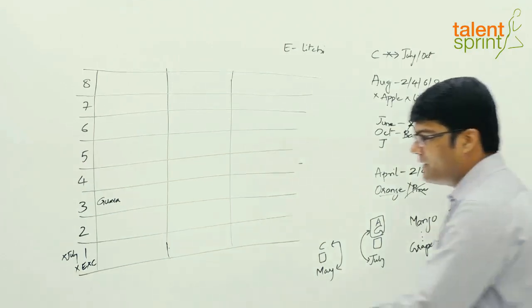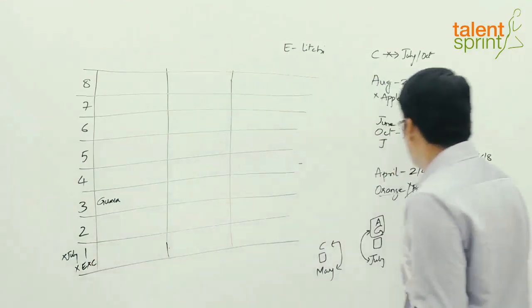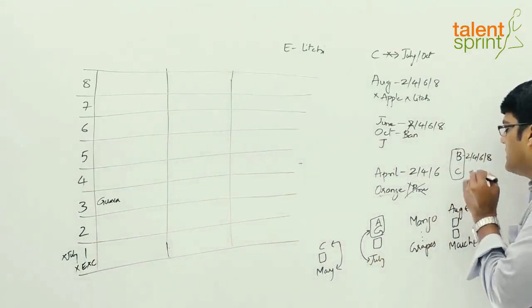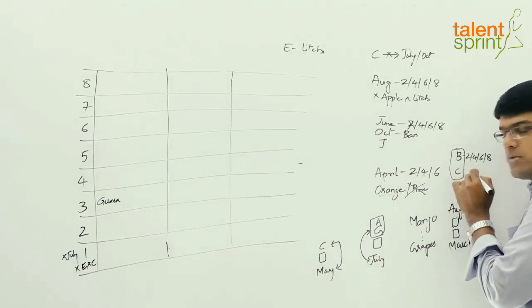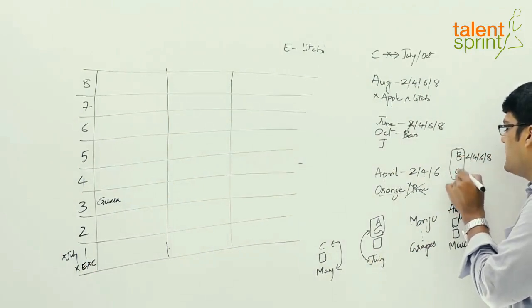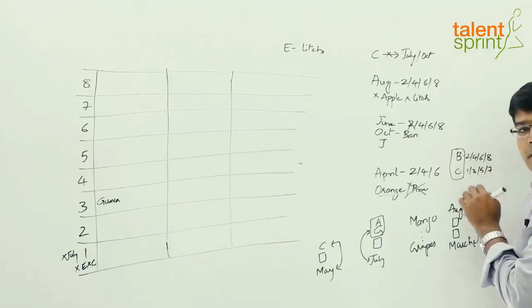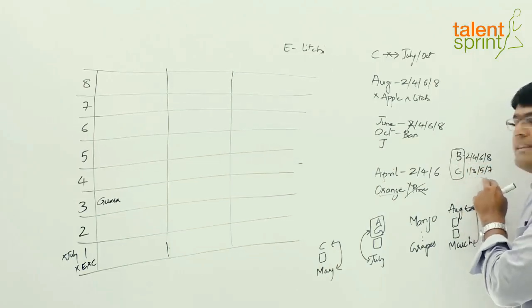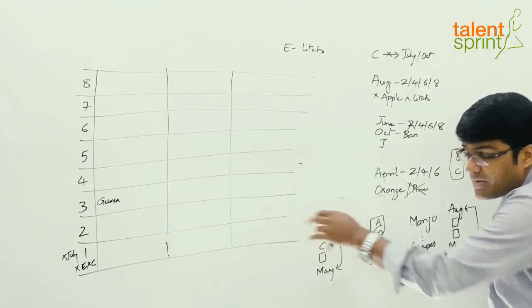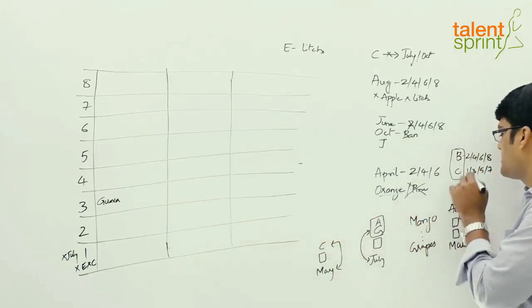But I think one point that we need to understand is C cannot come on first floor. See, if B comes on second floor, what are the possibilities? B lives immediately above C. So if B is 2, 4, 6, 8, C would be 1, 3, 5, 7. We know that C cannot come on first floor according to one of the previous statements. So 1 is ruled out here.